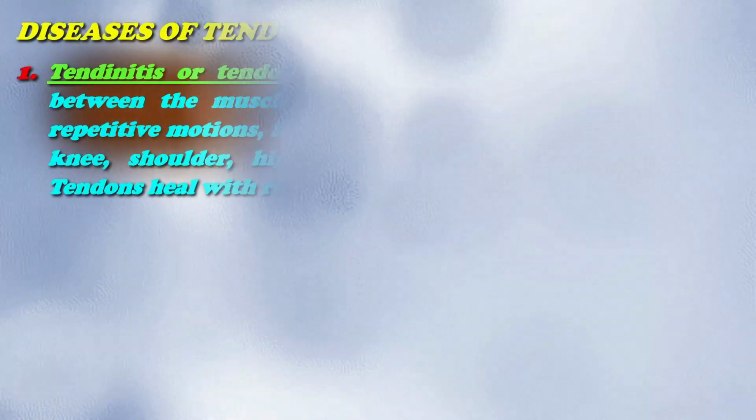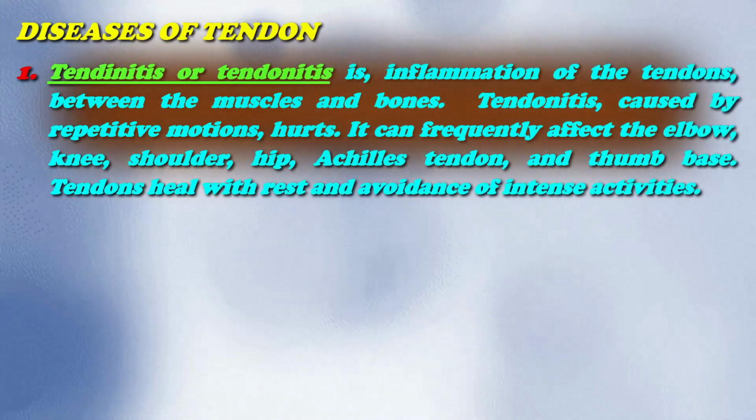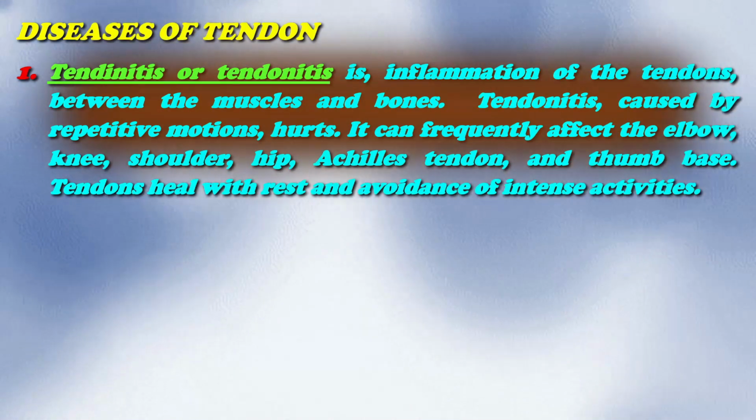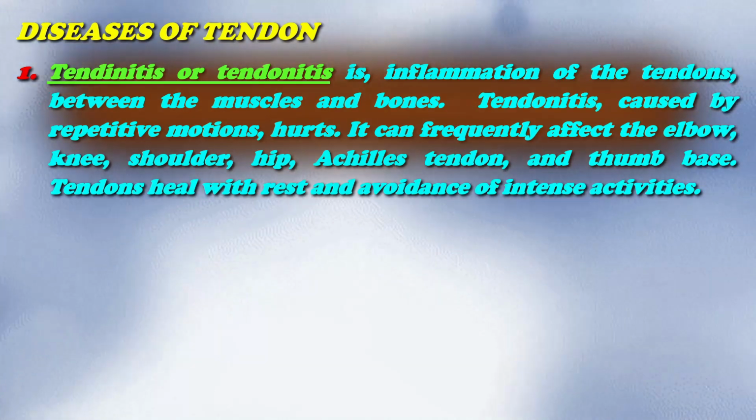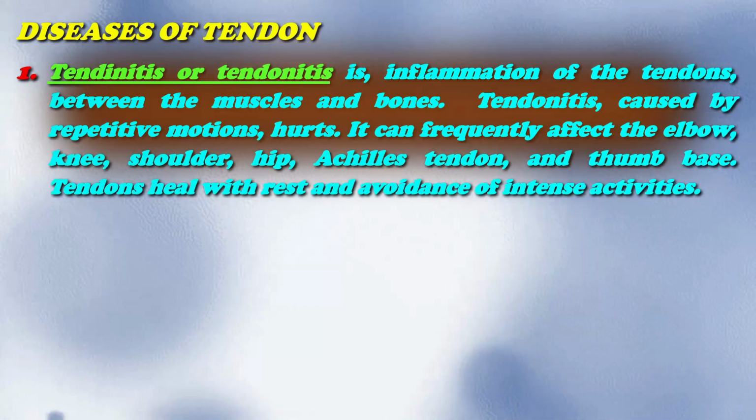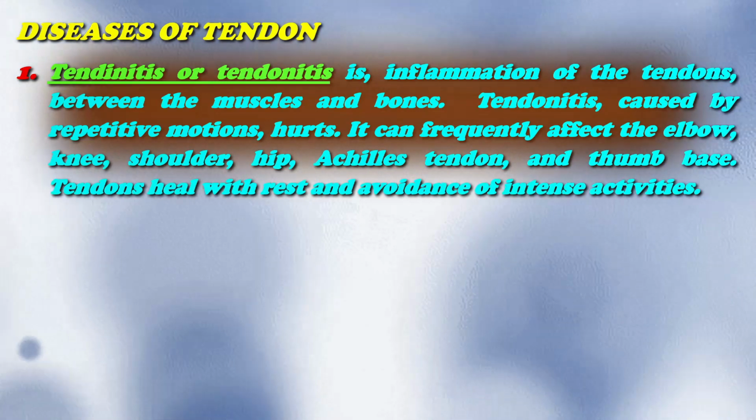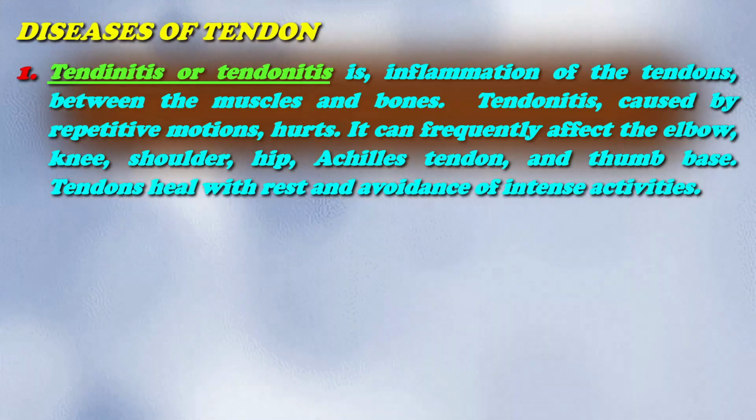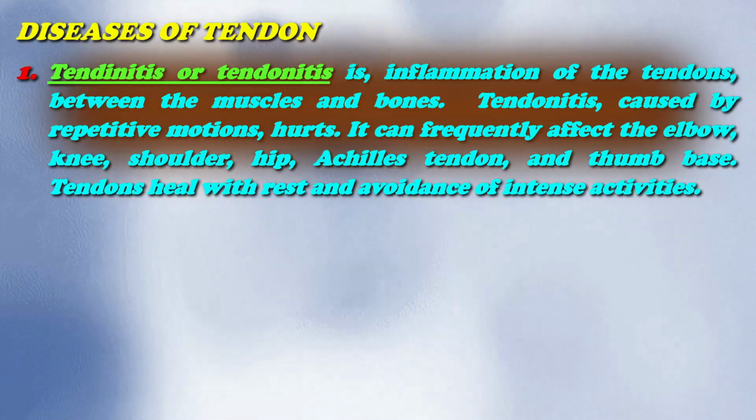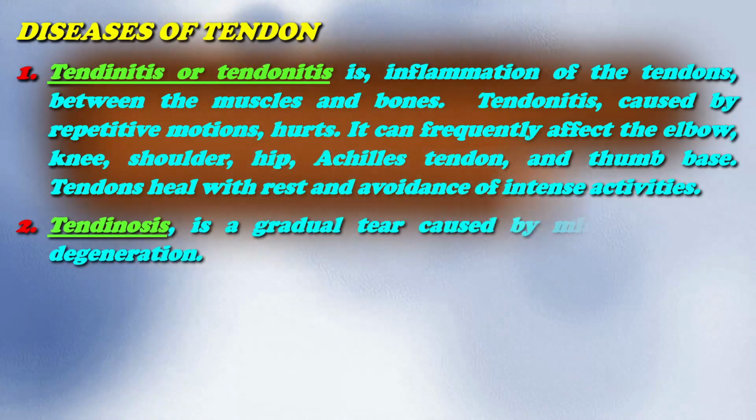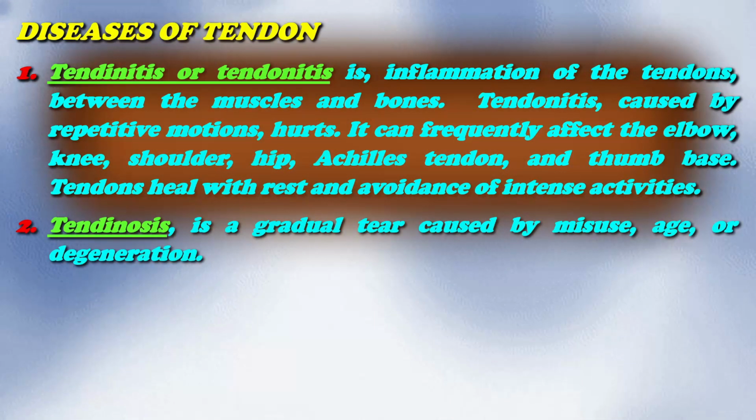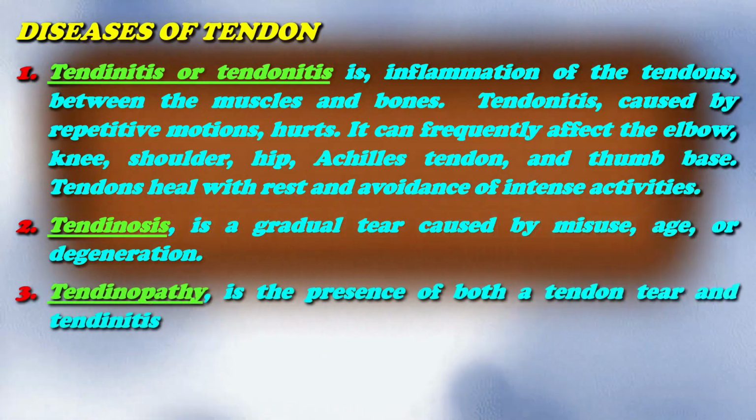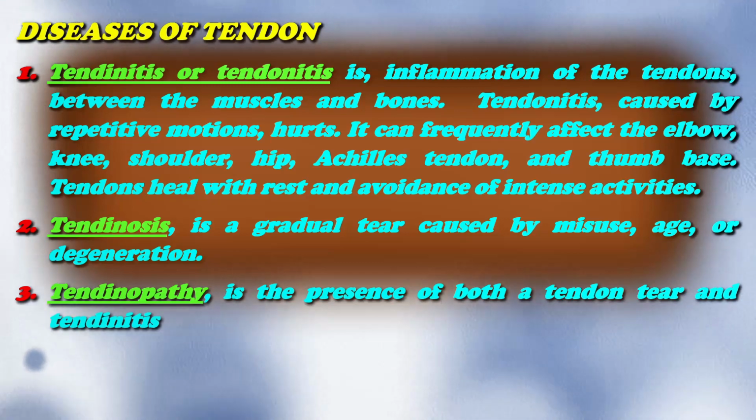Diseases of tendon. Number 1, tendinitis or tendonitis, is inflammation of the tendons between the muscles and bones. Tendinitis, caused by repetitive motions, hurts. It can frequently affect the elbow, knee, shoulder, hip, Achilles tendon, and thumb base. Tendons heal with rest and avoidance of intense activities. Number 2, tendinosis, is a gradual tear caused by misuse, age, or degeneration. And number 3, tendinopathy, is the presence of both a tendon tear and tendinitis.